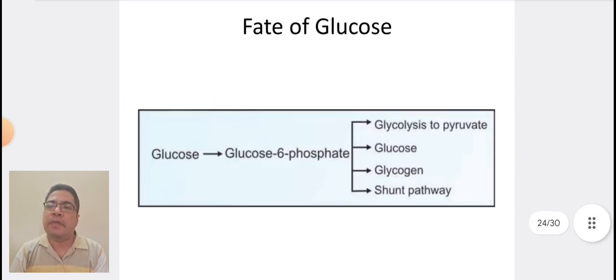In this diagram, we can see the fate of glucose. Glucose is converted into glucose 6-phosphate, and once this glucose 6-phosphate is trapped inside the cell, it is converted by glycolysis to pyruvate, or to glucose, or glycogen, or enters the HMP shunt pathway.